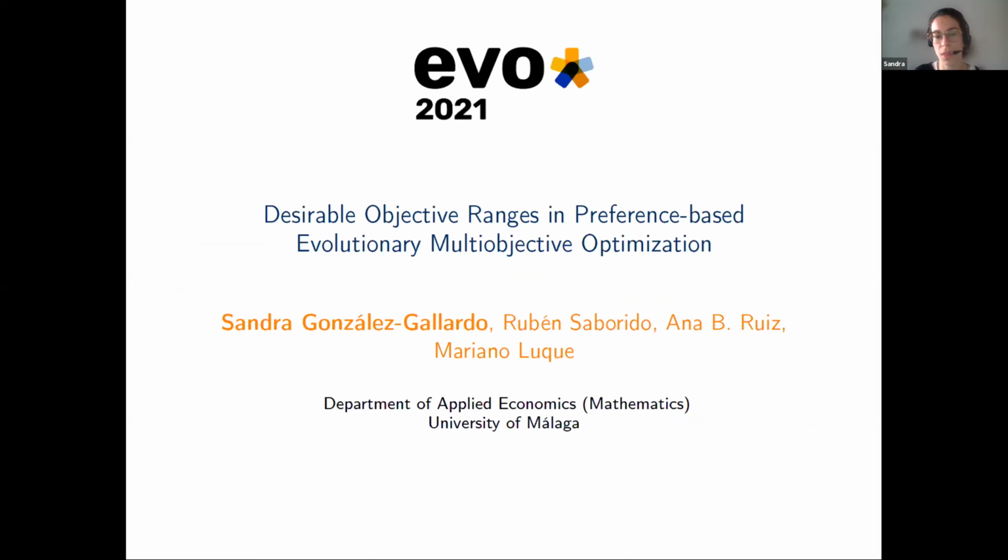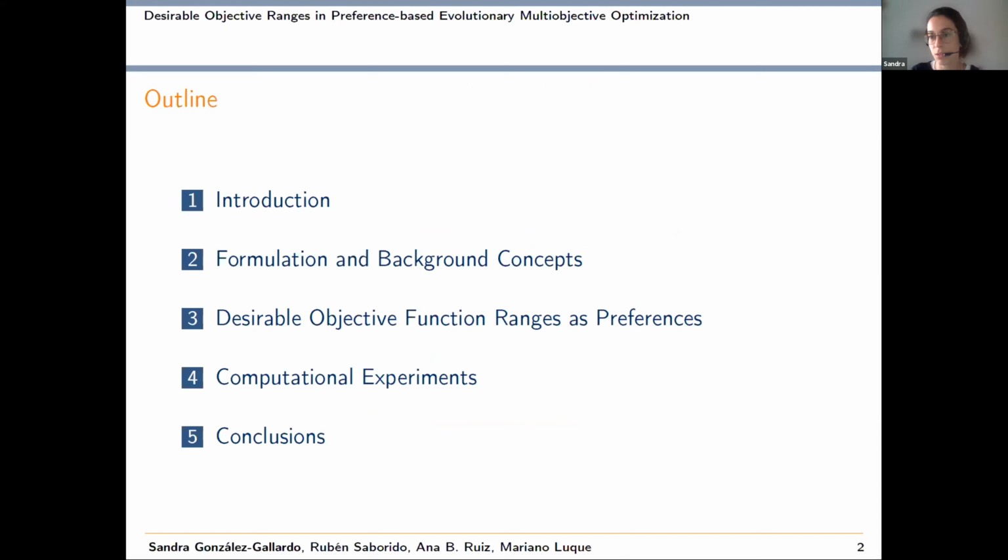First of all, I would like to thank all of you for coming to this talk, whose title is Desirable Objective Ranges in Preference-Based Evolutionary Multiobjective Optimization. In this presentation, my colleagues Rubén Saborido, Ana Ruiz, Mariano Luque, and I propose a new preference-based evolutionary multi-objective optimization algorithm. To start with, this is the structure of my presentation.